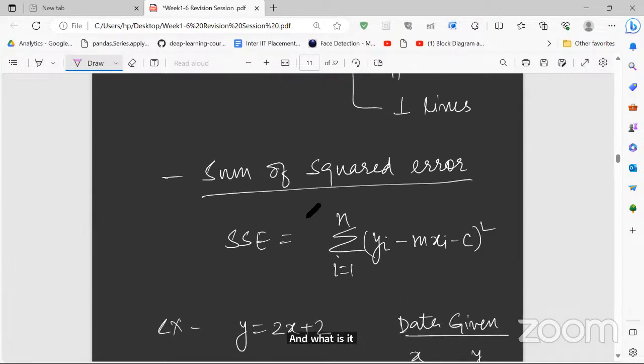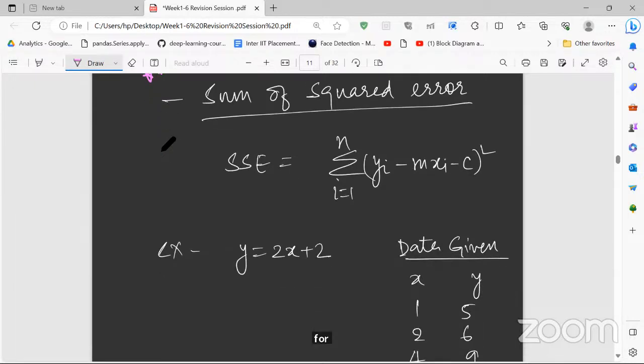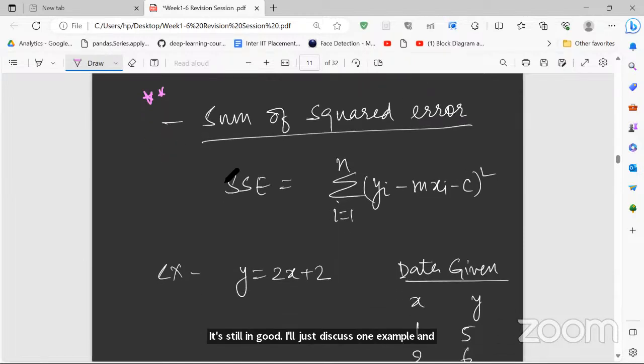Minus one. So one important concept for this week is sum of square error. If you already know it, it's well and good. I'll just discuss one example and that will help you to know this concept. Sum of square error is pretty simple. The formula is this one, but leave this formula.